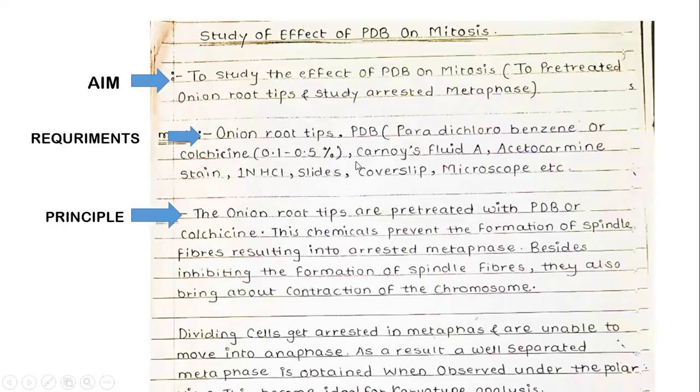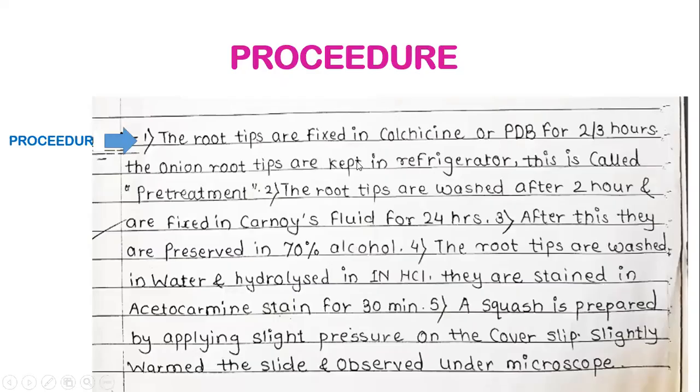PDB or Carnoy's fluid. Now the procedure. The root tips are fixed in colchicine or PDB for 2 to 3 hours. The root tips are cut at about 8 a.m. in the morning. सकाळी 8 वाजता ते tips cut करायचे, and they are put in the solution of colchicine or PDB for about 3 hours. After 3 hours, they're kept in the refrigerator. This is called as pre-treatment.